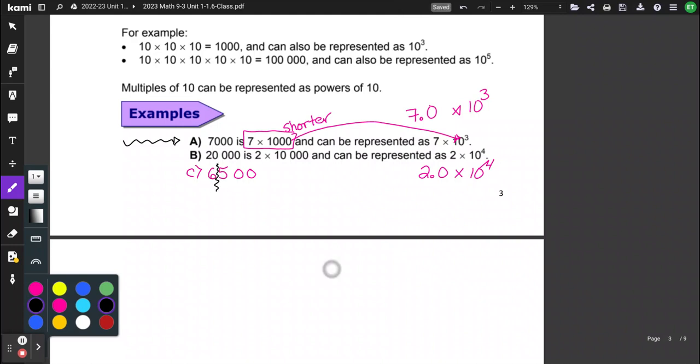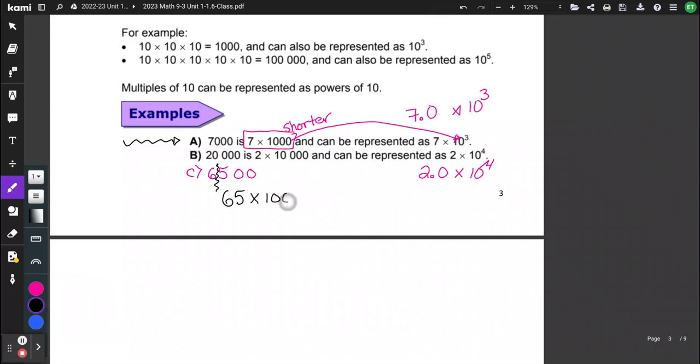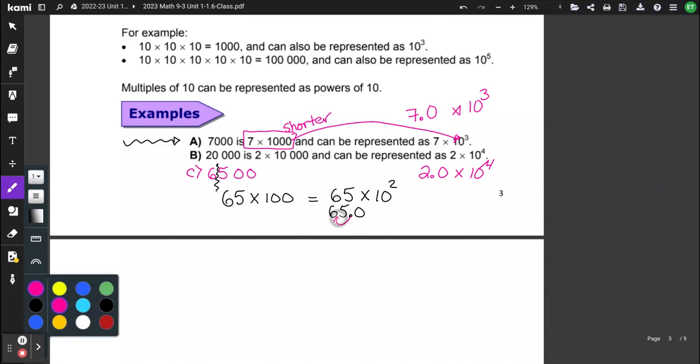So on this one, we could write it like this, first of all. 65 times 100. So that's going to give us 65 times 10 to the 2. But now I've got 2 numbers, because that's like saying 65.0. Is that allowed? Not for scientific notation. For scientific notation, I'm not allowed to have 2 numbers in front of that decimal. I can only have one of them. So that means I need to move that decimal in between the 6 and the 5.